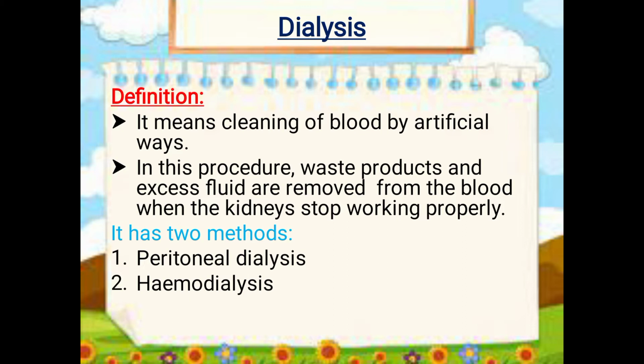When is dialysis done? When your kidney fails to perform its function, that is formation of urine by filtering the waste material from your blood, then dialysis is done. How is this procedure performed? In this procedure, waste products and excess fluid are removed from the blood when the kidneys stop working properly. It has two methods. One of those is peritoneal dialysis and the next one is hemodialysis.